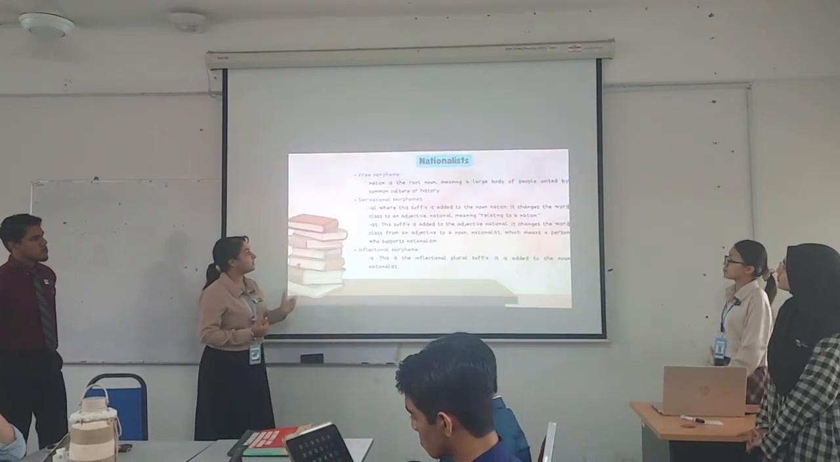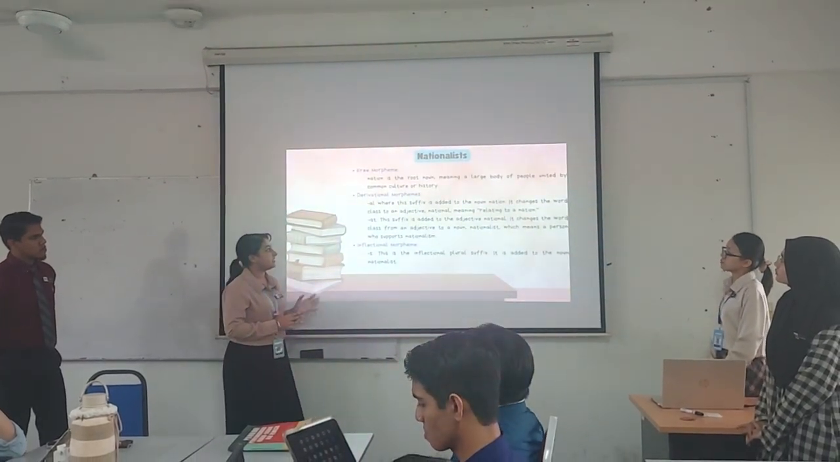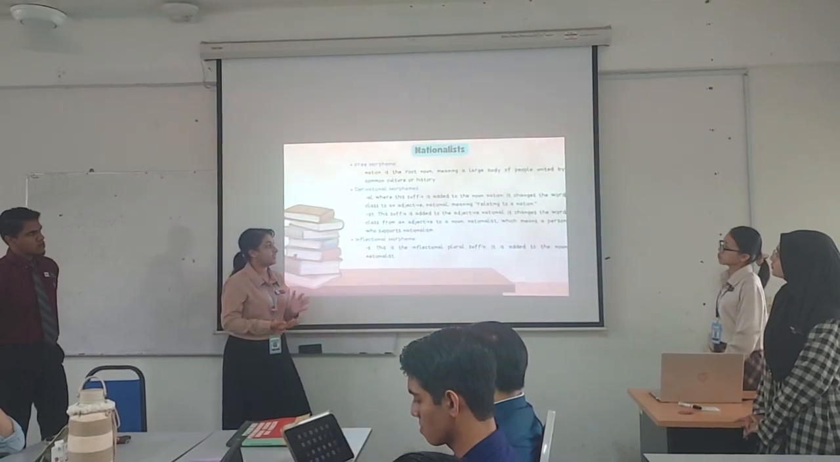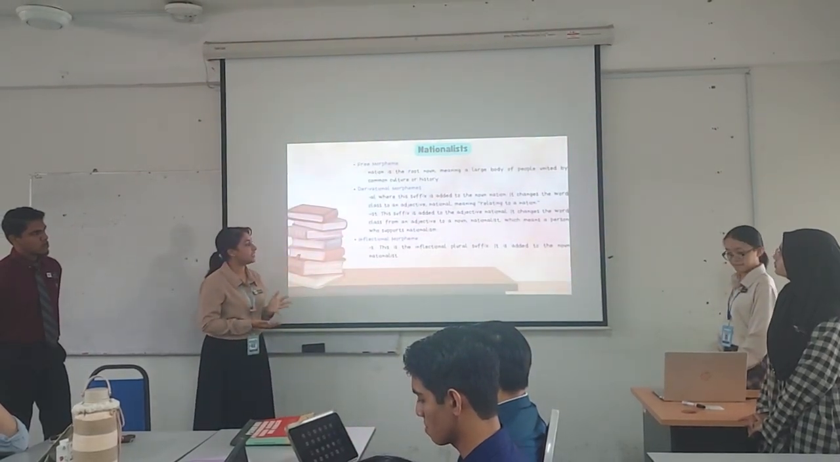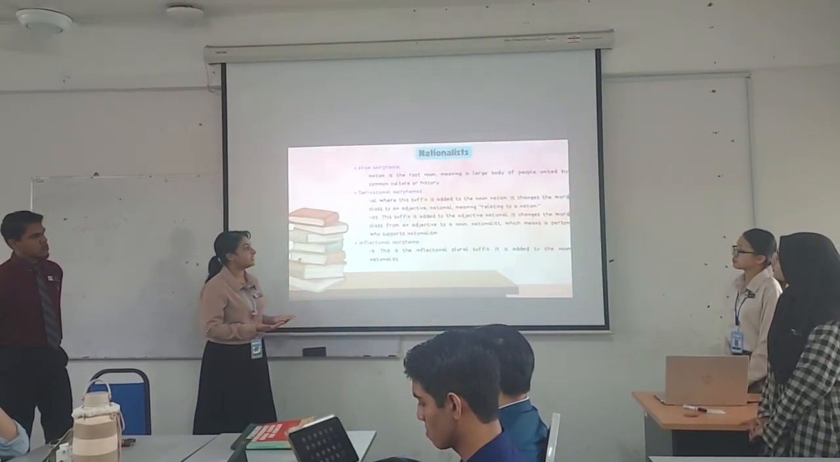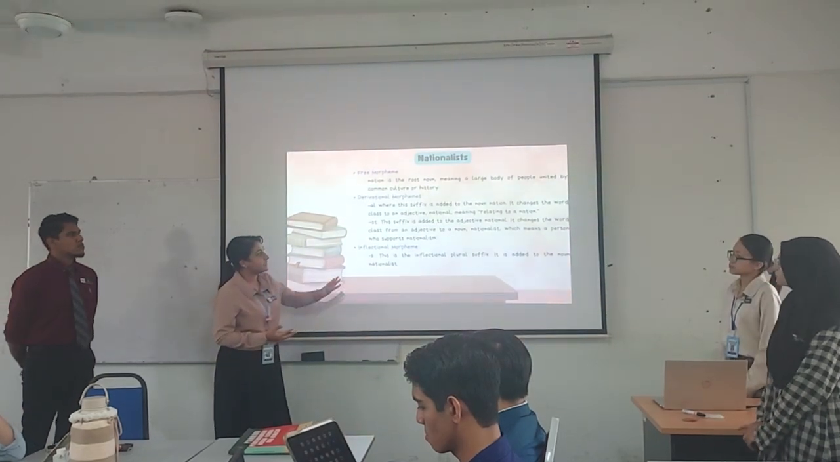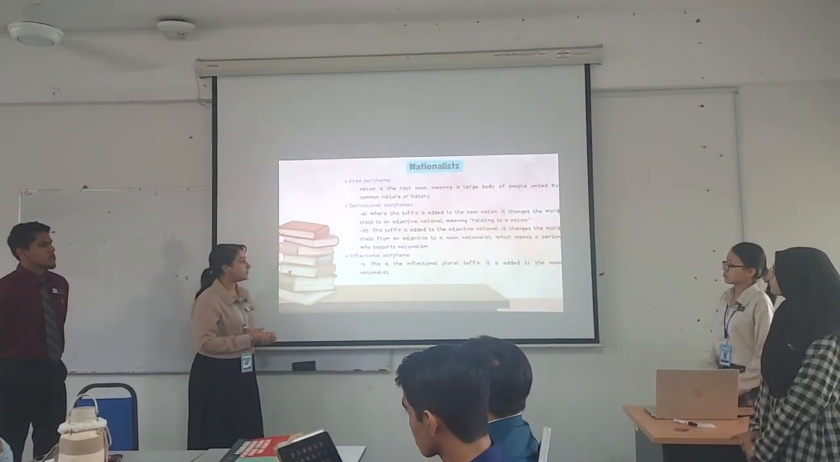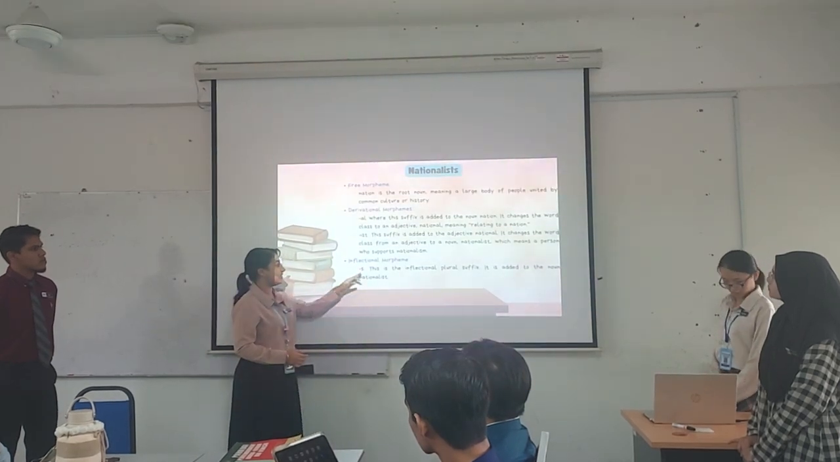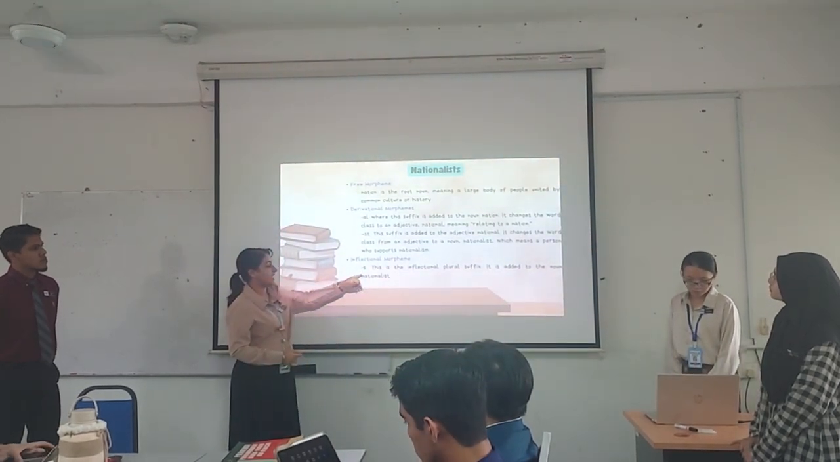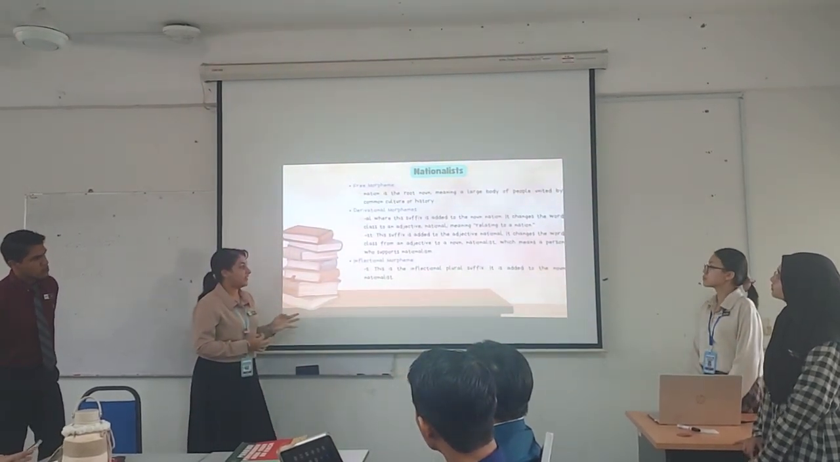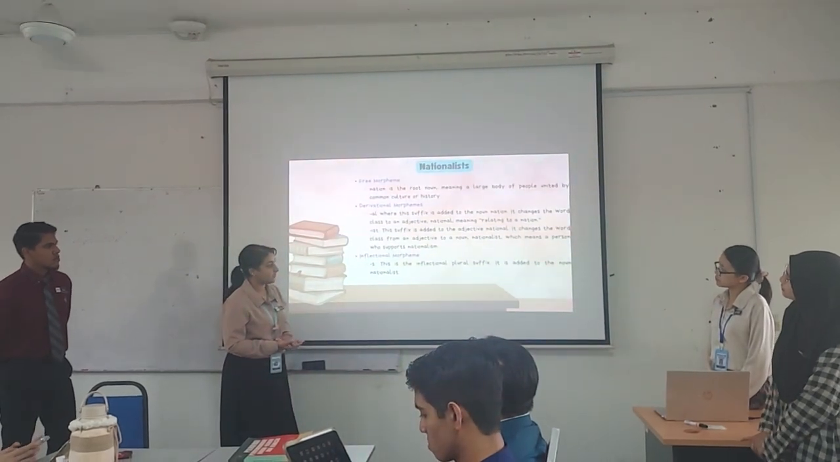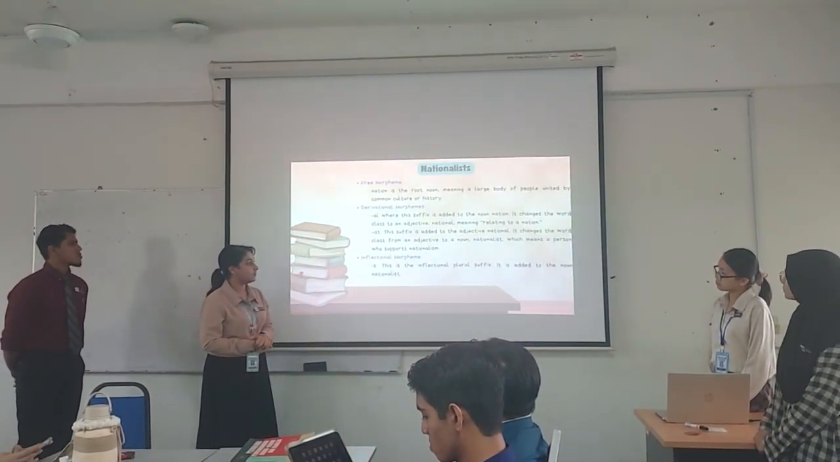So the second derivational is ist, which this suffix is added to the adjective national. So it actually changes the word class from an adjective to a noun. So the nationalist is actually the meaning of a person who supports nationalism. So the inflectional morpheme is actually the word s over here. So this is an inflectional plural suffix. So it is added to the noun nationalist.